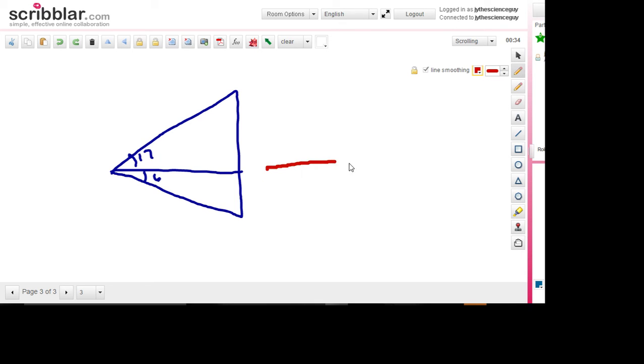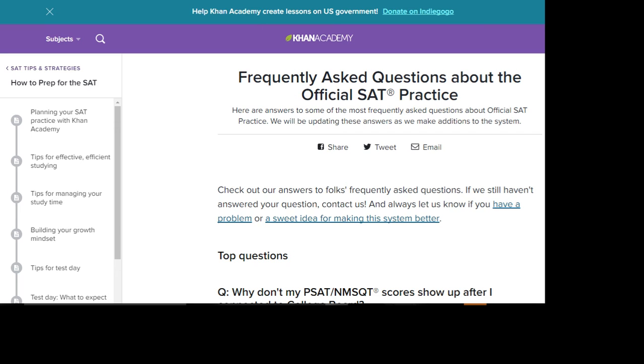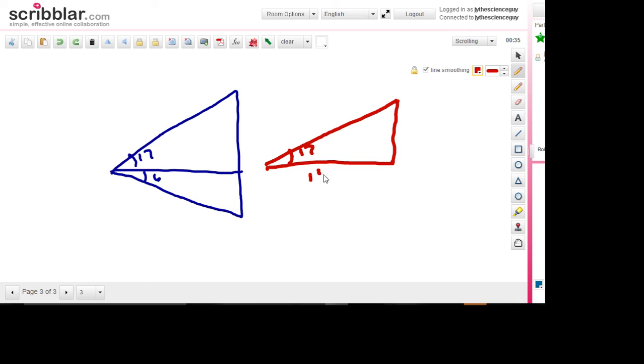Here's my first right triangle. How many degrees is there? 17. How long is this side? 145. Oh, I see the second one. What side do I need to find? The opposite. Here's my other right triangle.